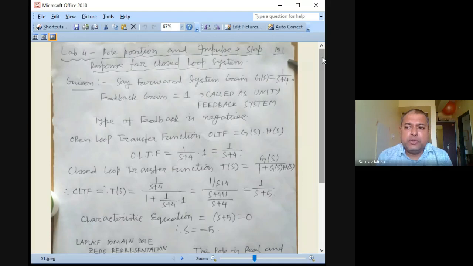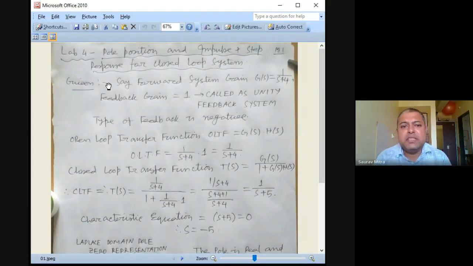So this is going to be lab number 4, and the lab title is given. A request to all of you is to design the cover page for all the experiments exactly the way I designed the front page that was sent to you before experiment 1, and write this title there. The title is lab 4, pole position and impulse and step response for closed loop system. This is just a name, and what we have to do, we will see.